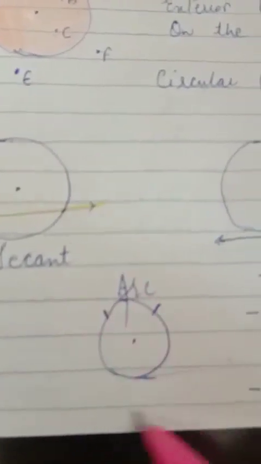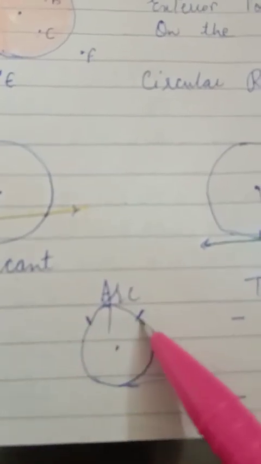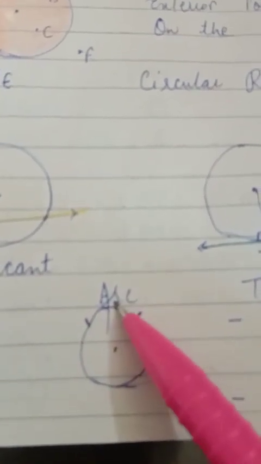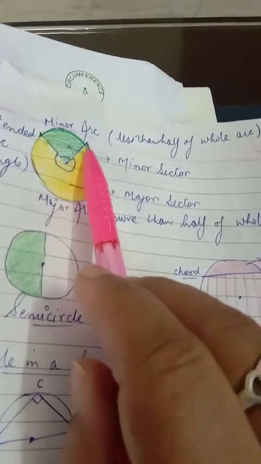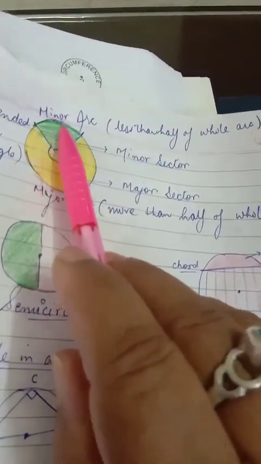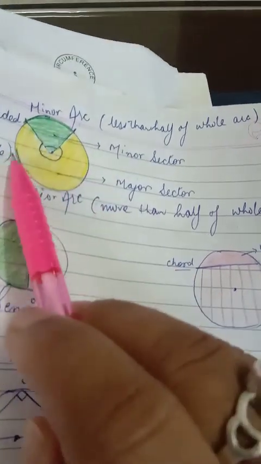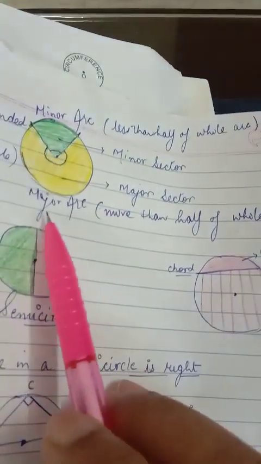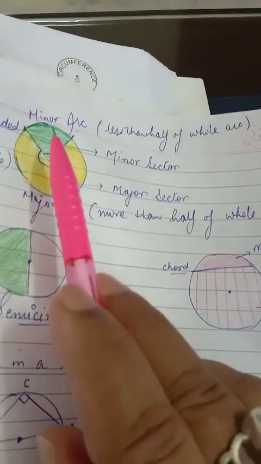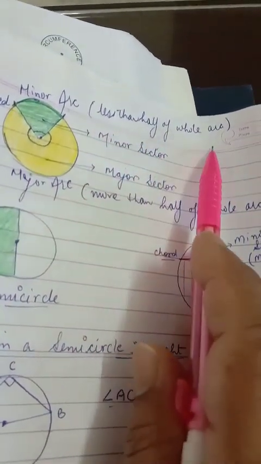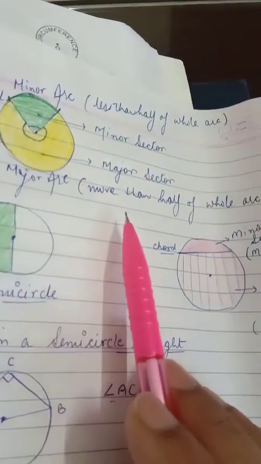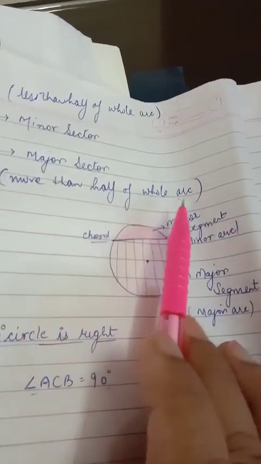Now what is an arc? A part of the circle is called an arc. In detail, let's talk. When I say a part of the circle is called an arc, the smaller part is called the minor arc, and the bigger part is called the major arc. We can also say that minor arc is less than half of the whole arc and major arc is more than half of the whole arc.